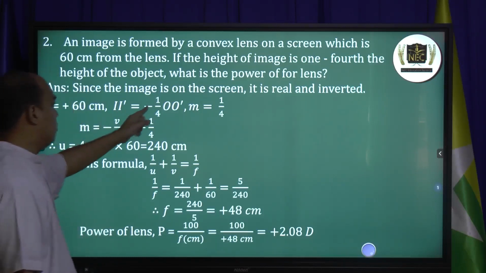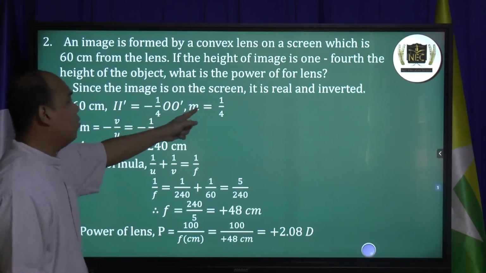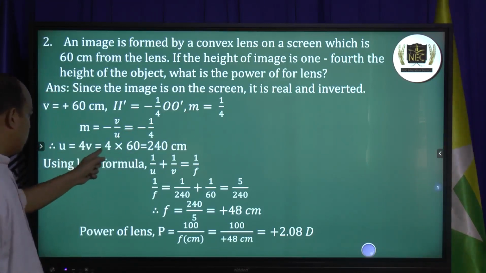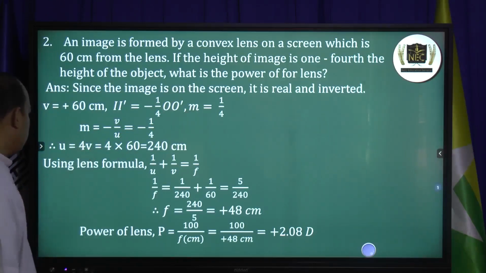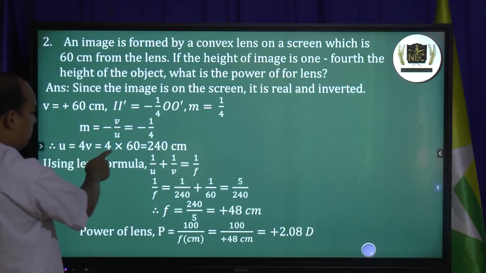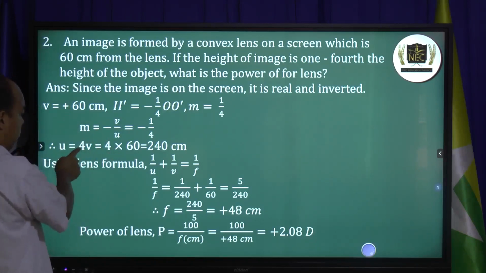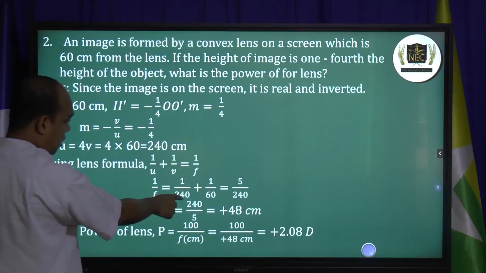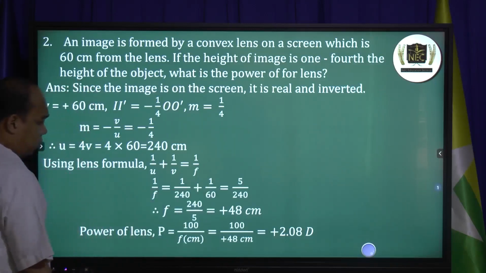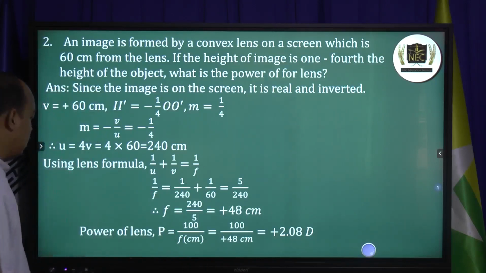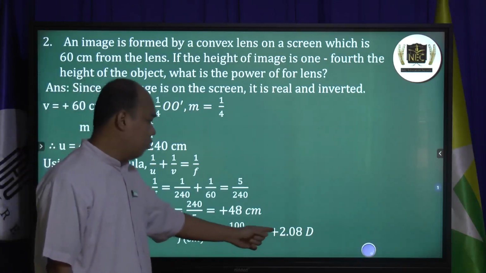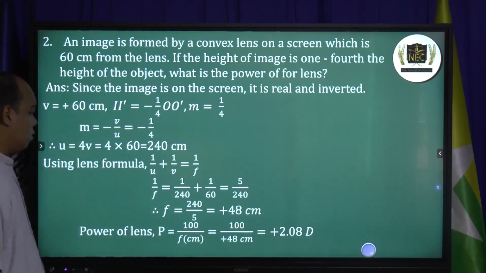V is 60, I′ is 1 by 4 of O′. So minus V by U equals 1 by 4, that is U equals 4V. Use the formula 1/u + 1/v = 1/f, so 1/f = 1/u + 1/v. We get f = plus 48 centimeter. Power is 100 by f in centimeter, so the power is plus 2.08 diopter.